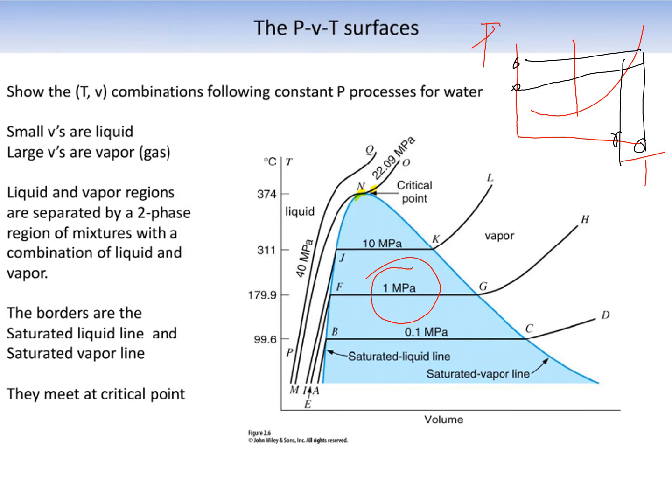So an increase in pressure increases the boiling temperature. This can be seen over here: we increased our pressure and the temperature increased from 99.6 degrees centigrade to 179.9 degrees centigrade. This is now a jump in the boiling temperature. However, the phenomenon remains the same.